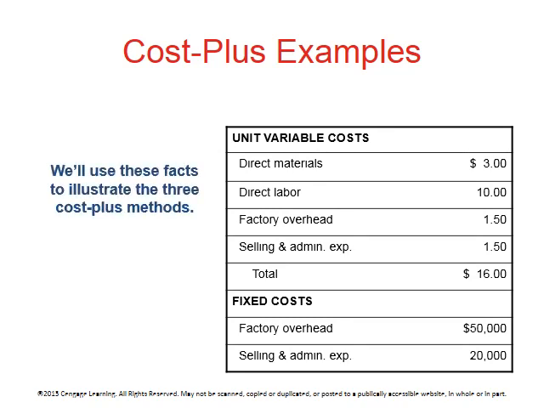So here are the facts we're going to use to look at the three methods. We're given materials, labor, overhead, and selling and administrative expense per unit. So we have our total variable cost per unit and then our total fixed cost.